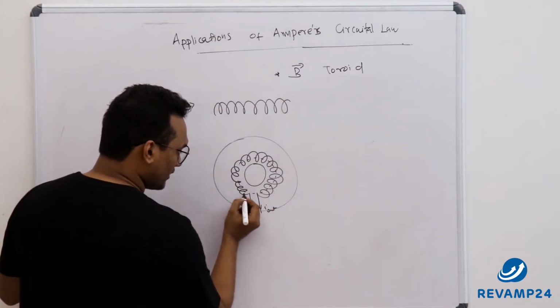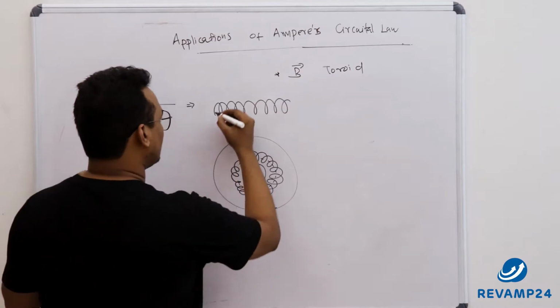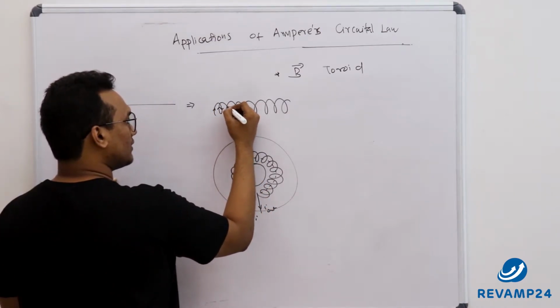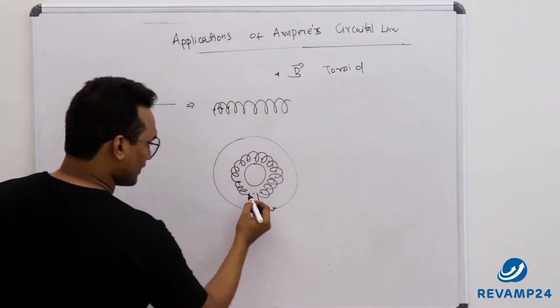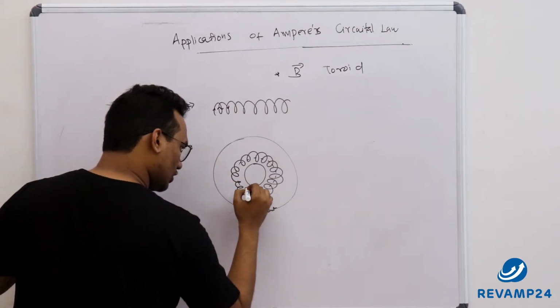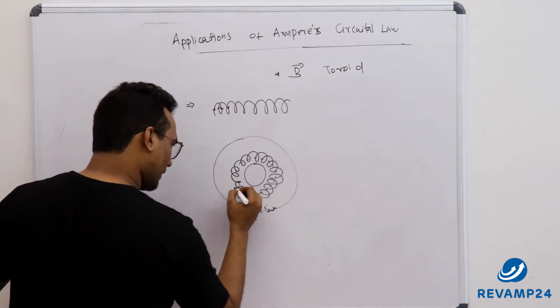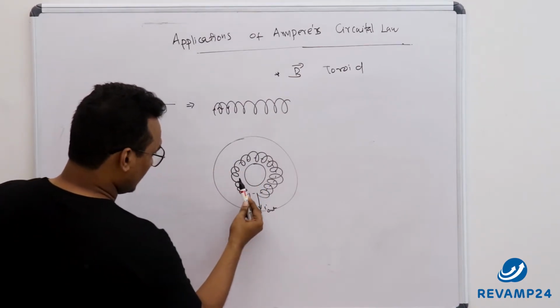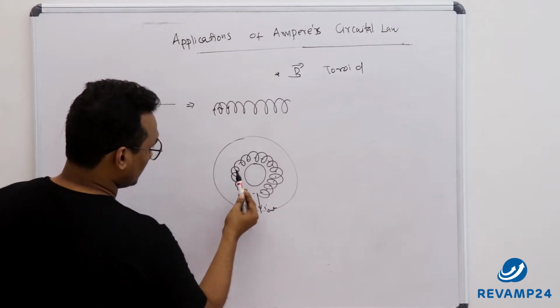Now see, current is going in this direction, so what will happen in the loop? Current goes upward, downward, then upward, then downward. So here current comes into the plane, then coming out, into the plane, coming out. So current goes in this direction. Out, in, out, in, out, in.